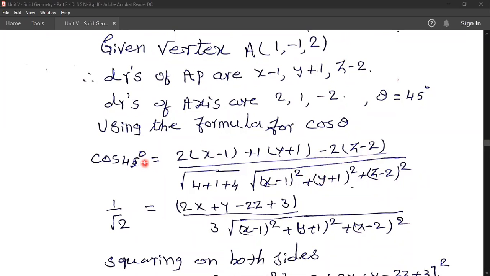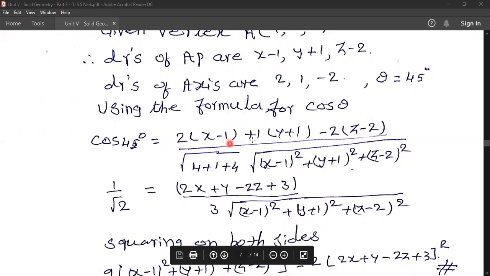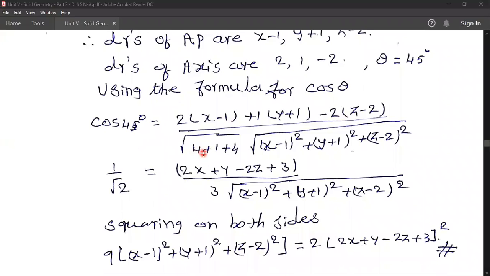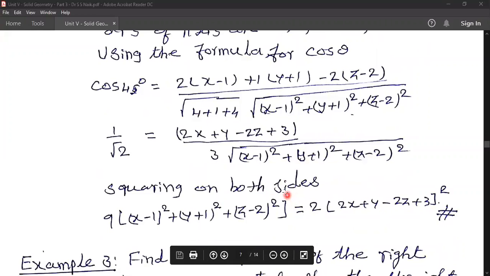Then cos 45 degrees is equal to 1 upon root 2, and the numerator is 2x plus y minus 2z, then this is minus 2, this is plus 1 and this is plus 4, that is equal to plus 3. Then the denominator is 4 plus 1 plus 4 is equal to 9, and the square root of 9 is equal to 3. This other square root will remain as it is, so we square on both the sides and then simplify.